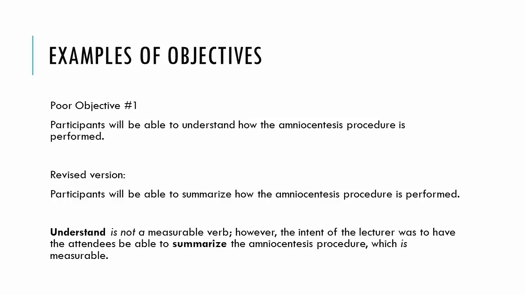Our first poor objective is, participants will be able to understand how the amniocentesis is performed. Now let's look at the revised version. Participants will be able to summarize how the amniocentesis is performed. The word understand is not a measurable verb. However, the intent of the lecturer was to have the attendees be able to summarize the amniocentesis procedure. To summarize is a measurable activity.